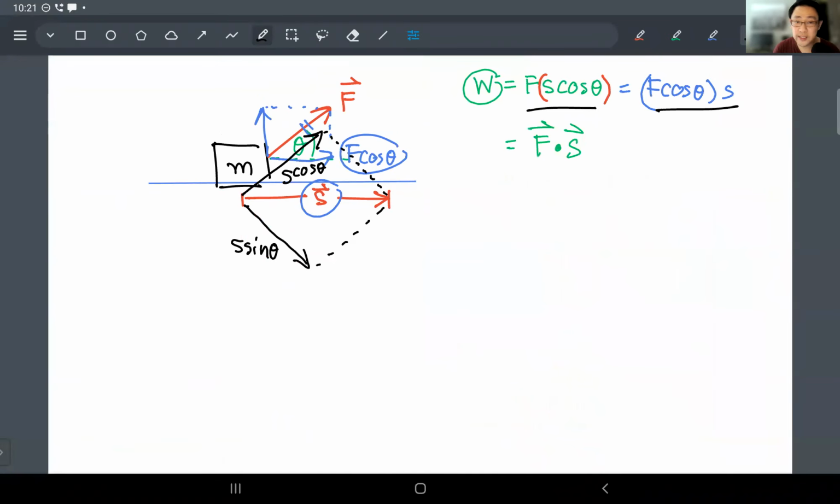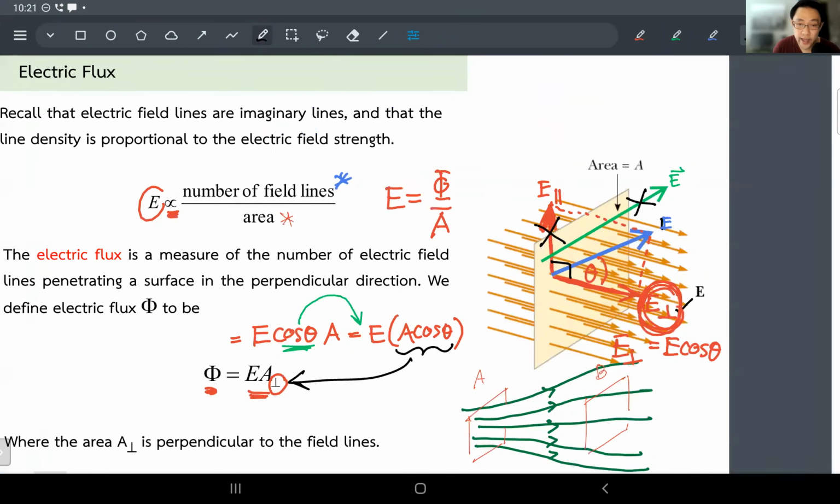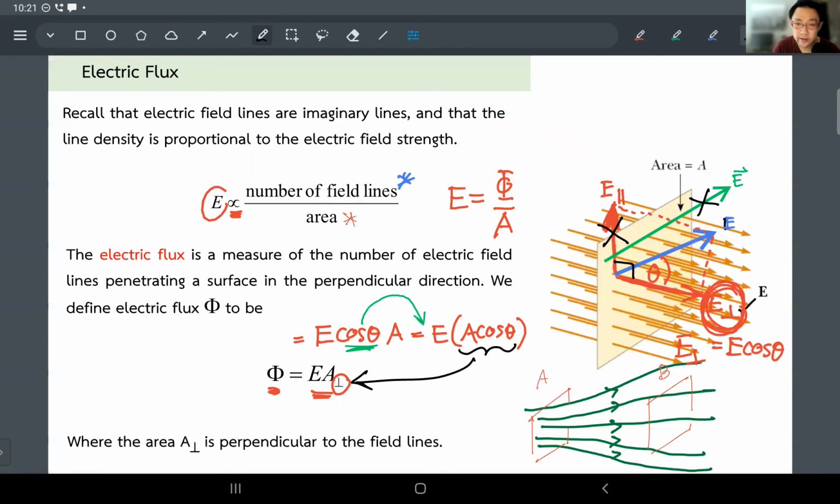Talking about the force and the displacement, that sounds fine, because displacement and force, they are vectors. But what the heck are you doing over here? There's only one term that makes it a vector, which is the electric field. However, the area is not. So here comes the question, guys. Do you think area is a vector or not? You probably say, but no.